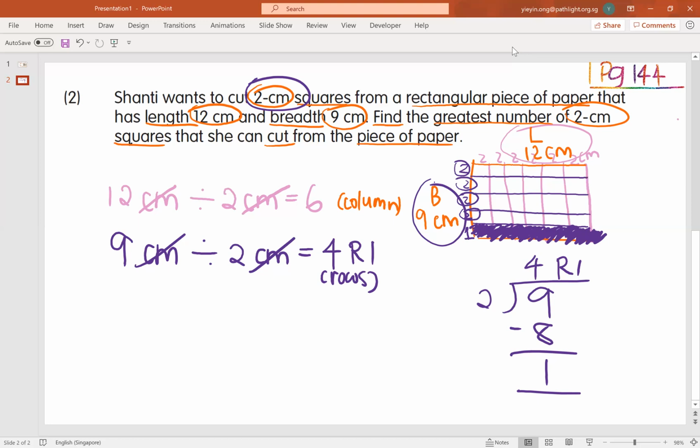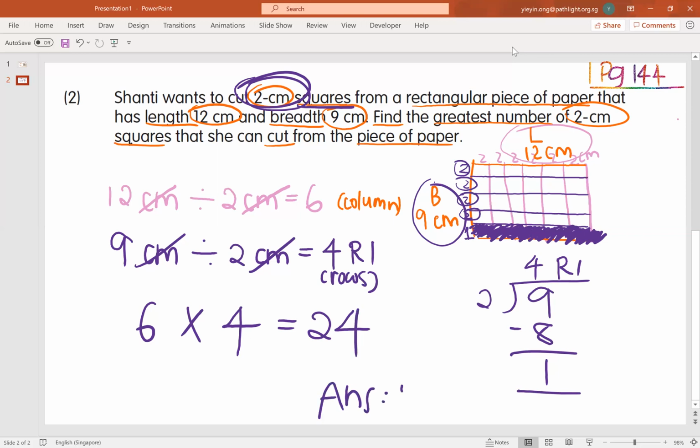How many of these 2 centimeter squares do you actually have? Well, you can go and count my figure one by one, but I will not do so because there's an easier method, which is 6 columns times 4 rows. That will give me 24. So the answer is 24.